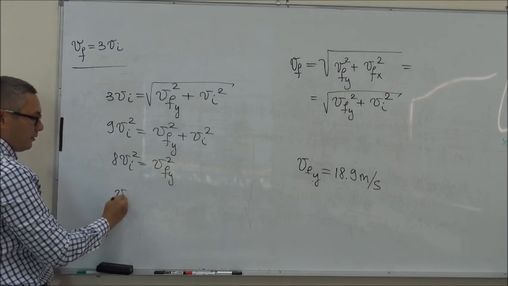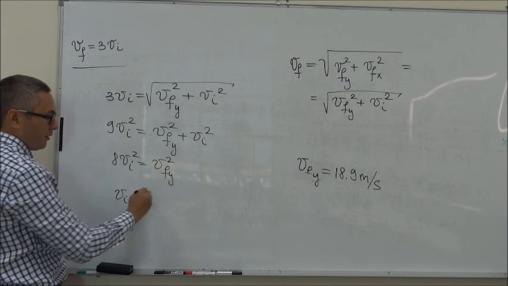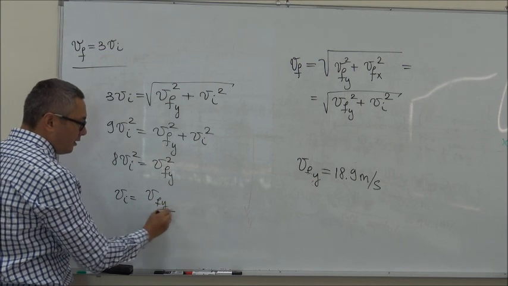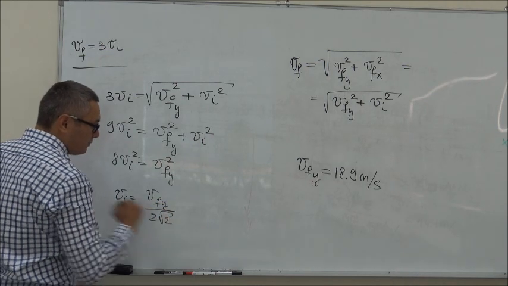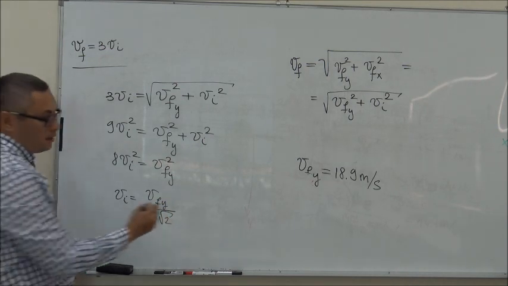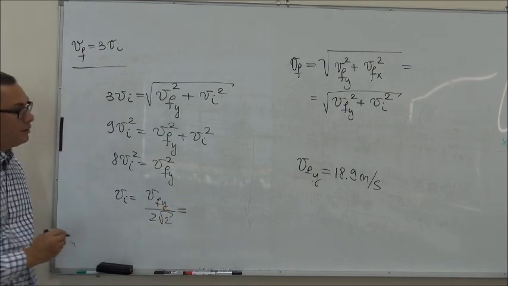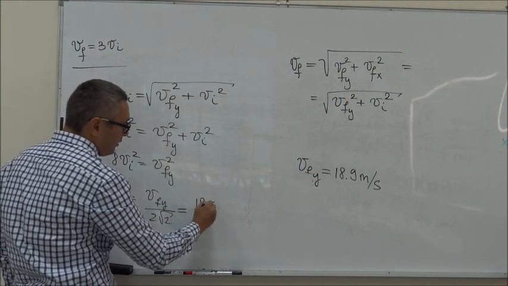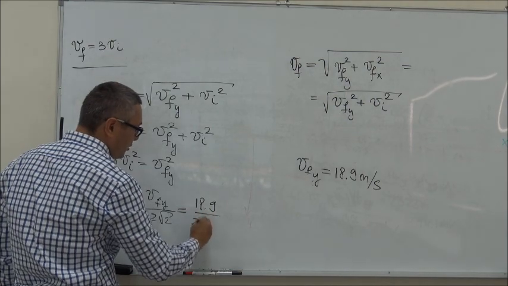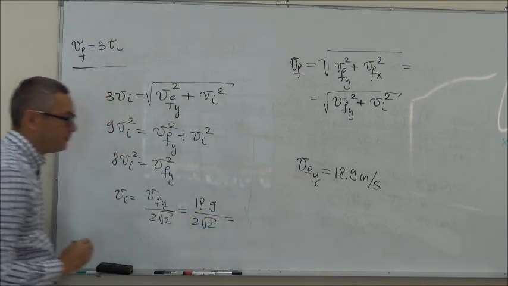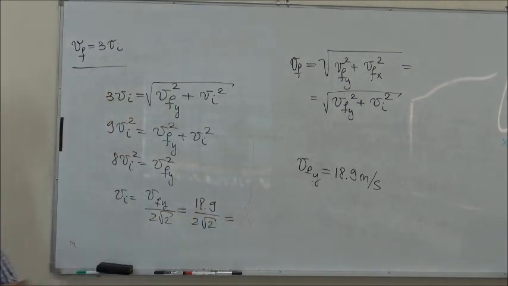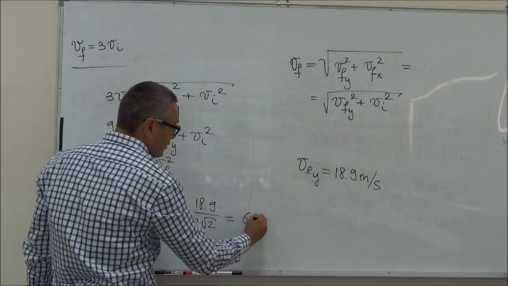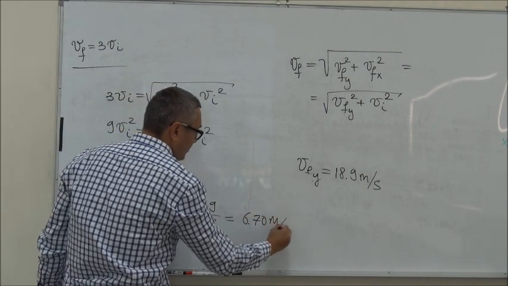So V initial is therefore equal to V final y over 2 square root 2, which is then equal to 18.9 over 2 square root 2. And this gives you 6.7 meters per second.